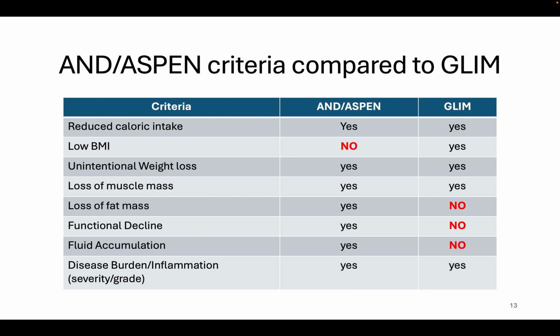And ASPEN criteria compared to GLIM. Both accept reduced caloric intake. GLIM accepts low BMI. Both accept unintentional weight loss. Both accept loss of muscle mass. Only ASPEN accepts loss of fat mass. And only ASPEN accepts functional decline. They are the only ones that accept fluid accumulation. But both accept the disease burden, inflammation, and severity or grade of the illness.